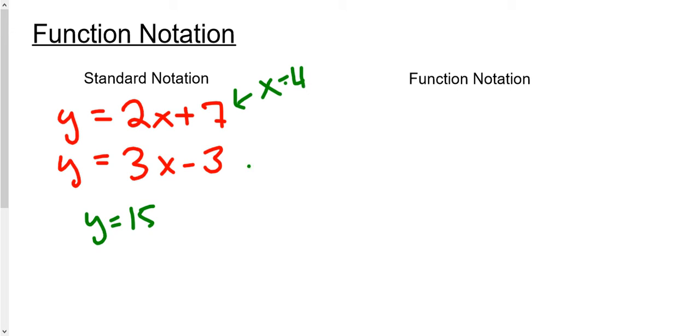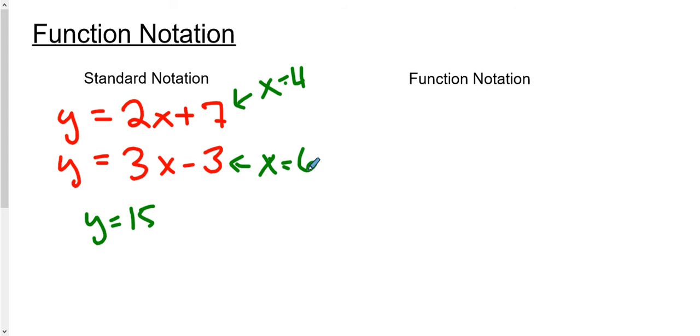But I could also get the number 15 from the bottom equation if I plugged in a completely different number. If I plugged in x equals 6, I could get the exact same answer. 3 times 6 is 18, minus 3 gives me 15. So I can get the same answer from both equations, but they come from different inputs. And there's not really enough information here to tell me which path to use or where my answer came from. So standard notation is awesome if you have one equation at a time, but as soon as you've got more than one, it becomes a little bit more challenging.